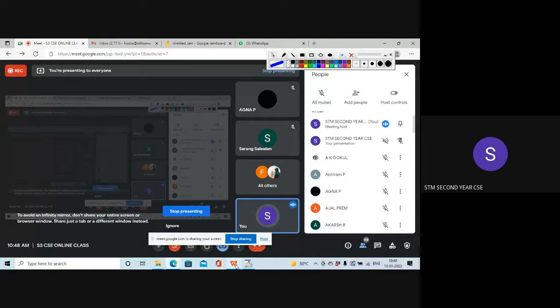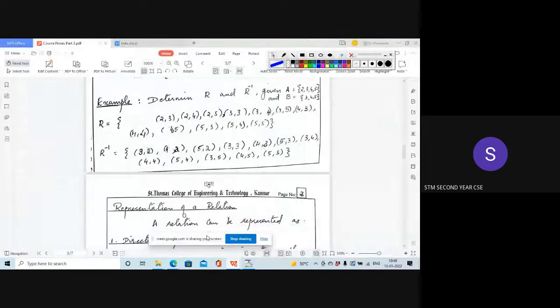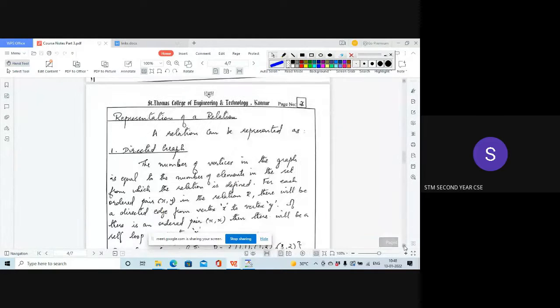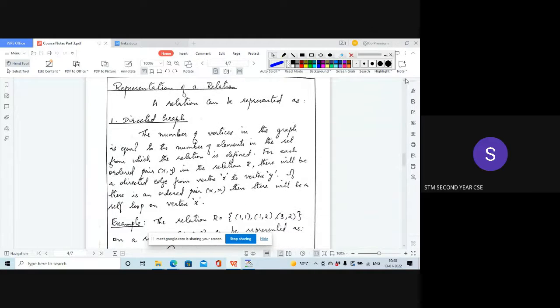So now I'm going into the representation of a relation. How do you represent relations? There are 4 ways to represent a relation, and the first method is using a directed graph. Now using a directed graph, let us see an example.